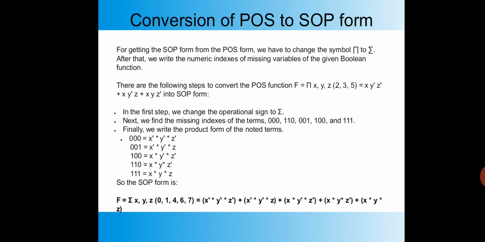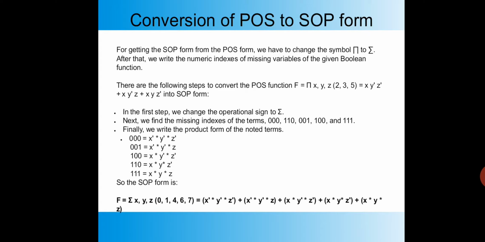Now how can you write the SOP form? It is f equal to sigma of x, y, z. Then you have to write the missing indices now: 0, 1, 4, 6, 7. The rest of the indices, 2, 3, 5, were the ones given. Now you have to search for the missing ones. Missing are 0, 1, 4, 6, 7, and you have to write the equivalent term in front of each.